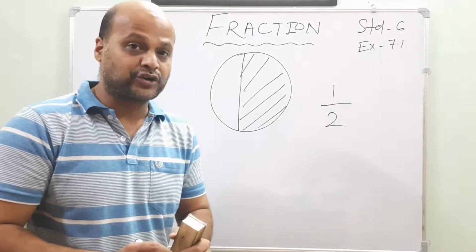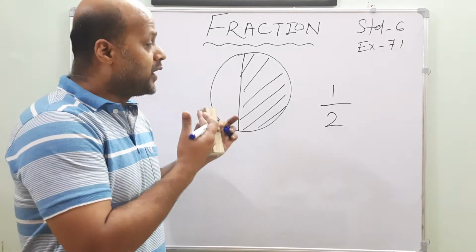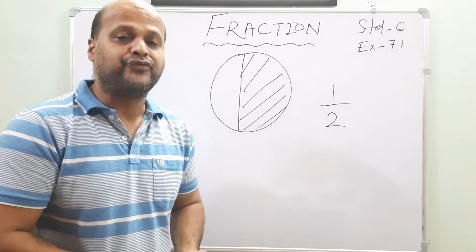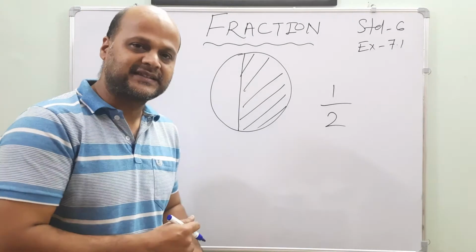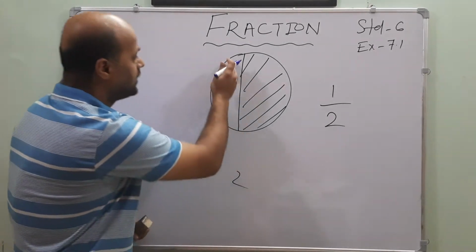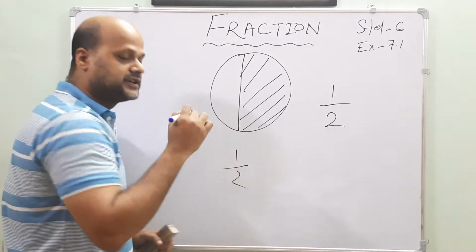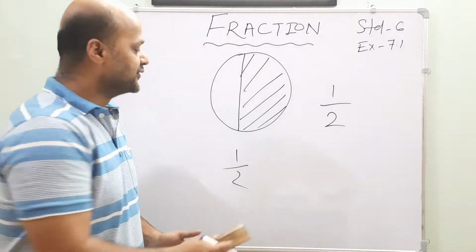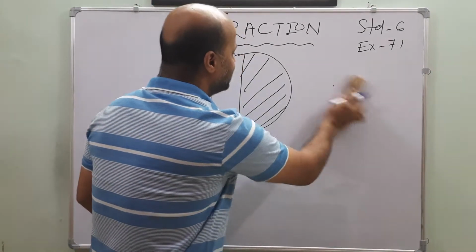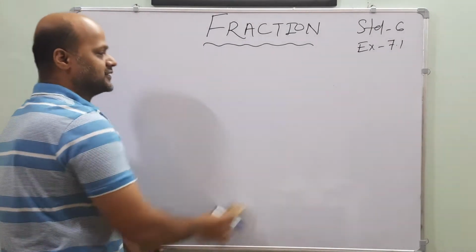Again the question is coming. What is the fraction of the part I have not shaded, or unshaded? It is also the same thing. Total is 2, unshaded part is 1. So it is 1 by 2, my dear friends. Understood? Okay, very good. Now I am going to give you some questions.